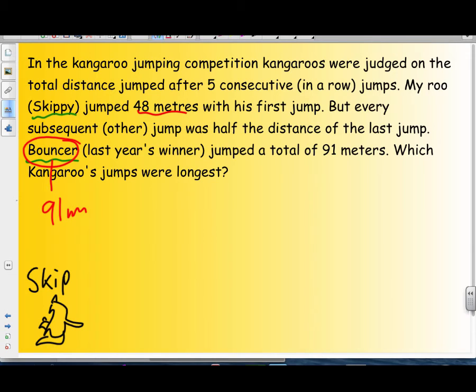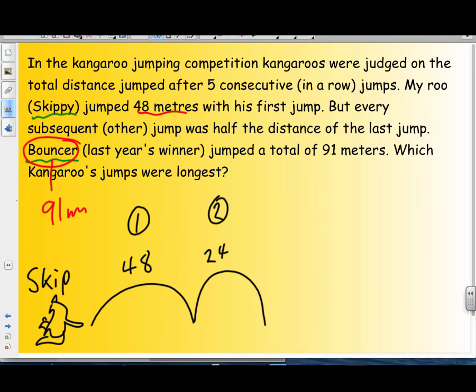Okay, so let's have a go now. Skippy jumps 48 metres with the first jump. So we're drawing it. So 48. That's jump number 1, isn't it? And jump number 2, it's half that distance, isn't it? So here's number 2. What's half of 48?